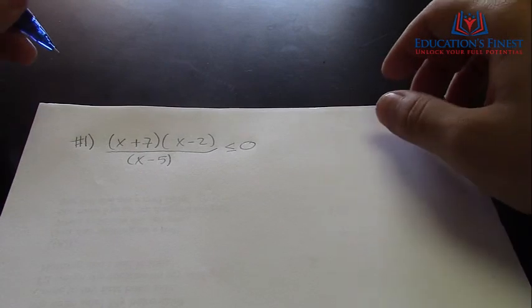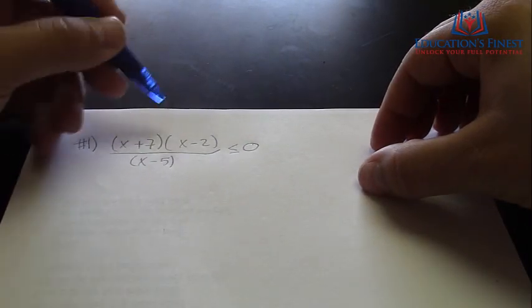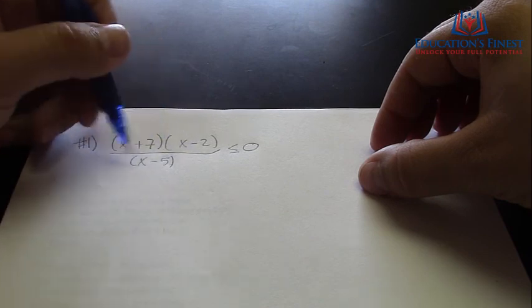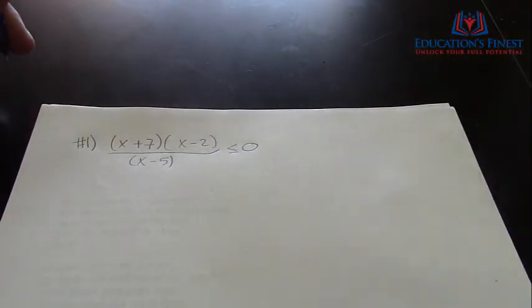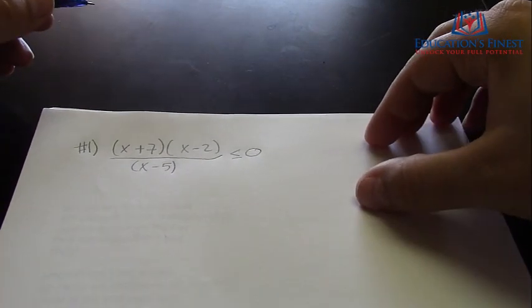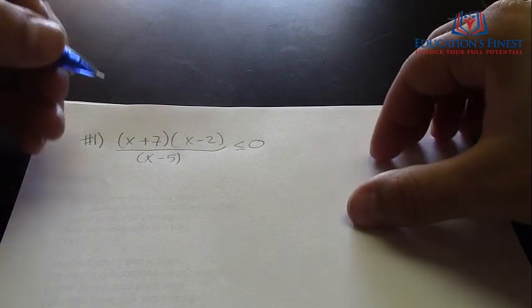This is the very first problem. We have (x + 7)(x - 2) divided by (x - 5) is less than or equal to 0. When you see something like this, the very first thing you have to do is find what's called your critical numbers.